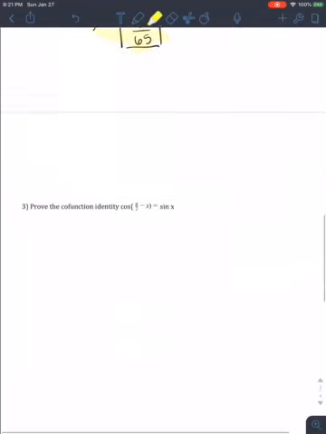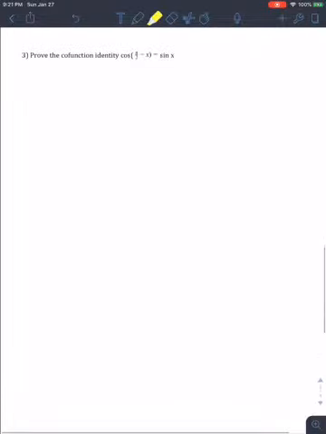Okay, we're going to look at the next problem. We're going to do the co-function identity. So we're actually going to prove this. I gave this identity to you guys on a piece of paper, but we never really talked about how it works. So using our trig identities here.